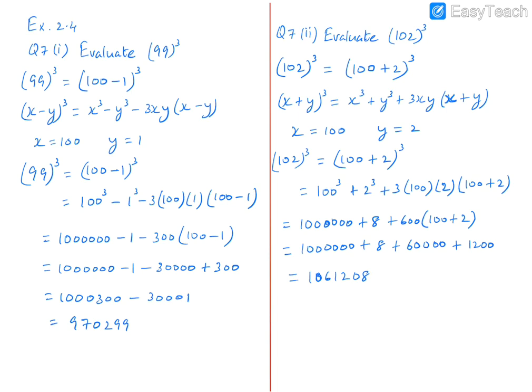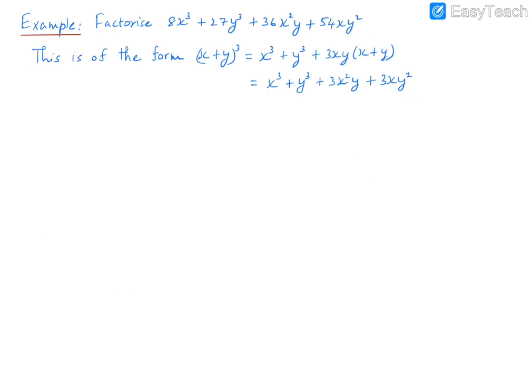Let us now move on to see how we can use these identities for the cubic expressions to factorize some cubic algebraic expressions. So let's move into that part. So we have an algebraic expression with a degree of 3. That's a cubic algebraic expression, and we will use the identities that we have seen to factorize this expression.